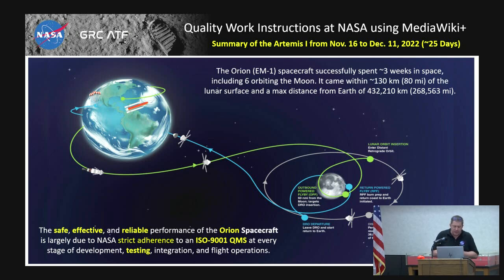Just an artist's representation of what the Artemis 1 mission profile was. Back in November of 2022, the spacecraft that I showed you in the previous slide that was in our chamber back in 2020 successfully launched from Earth, for the first time since the Apollo era. It orbited the moon a number of times and came home safely. And the message from this chart is that the safe, effective, and reliable performance of the Orion spacecraft is largely due to NASA's strict adherence to an ISO 9001 quality management system at every stage of development, testing, integration, and flight operations.